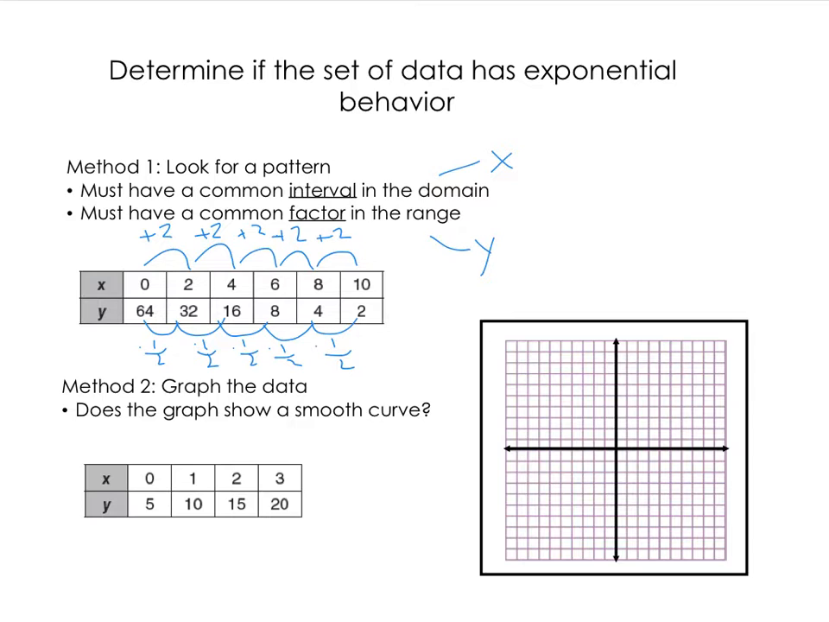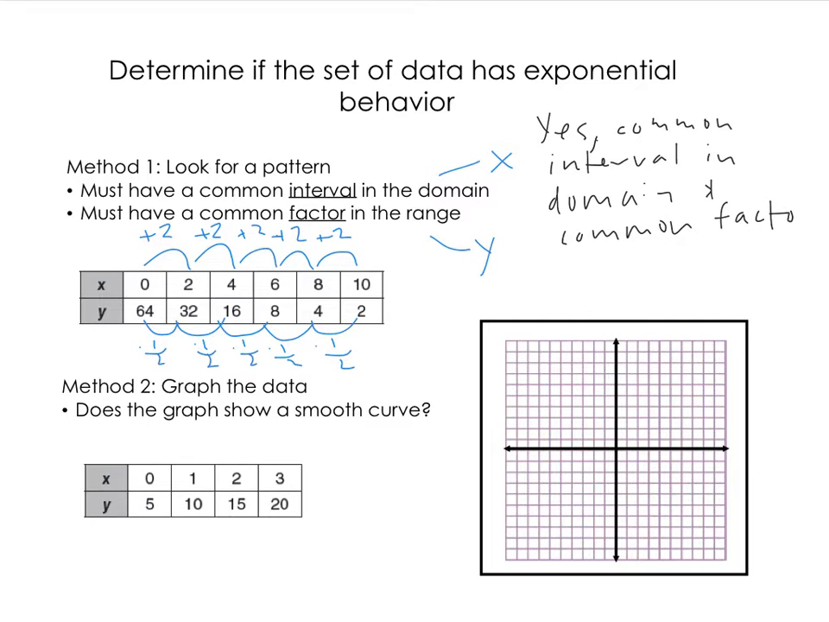So how we would write this for our answer is we would say yes, this would show exponential behavior because there's a common interval in the domain and a common factor in the range. And we do need to write out our answer like that. Okay, so that's one method to determine the behavior.